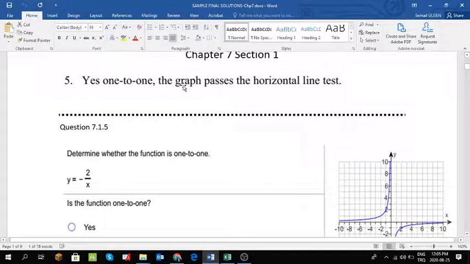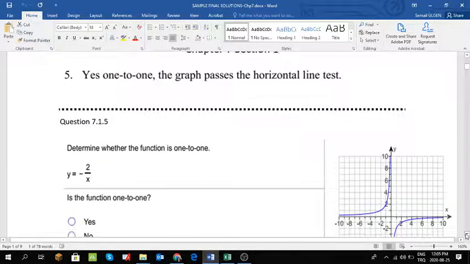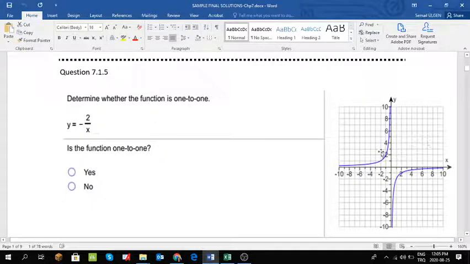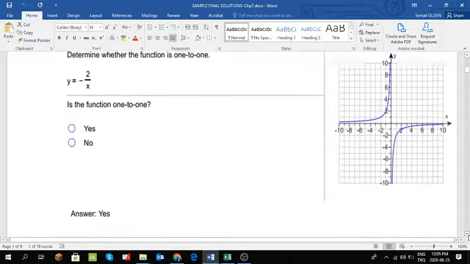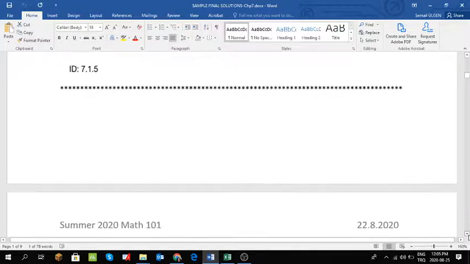It is 1 to 1. Graph passes the horizontal line test. You just draw the horizontal line here, and the horizontal line intersects the graph exactly at one point. Therefore, this is a 1-to-1 function. Let's get the next question.